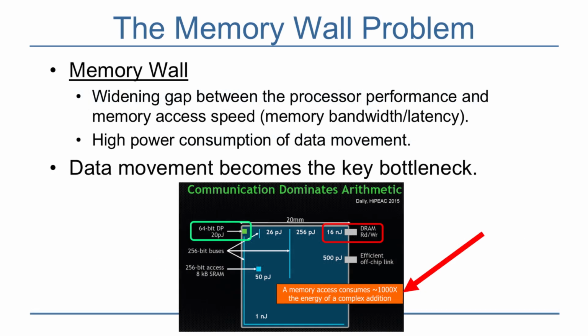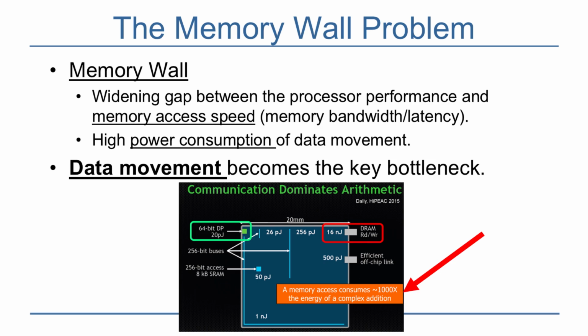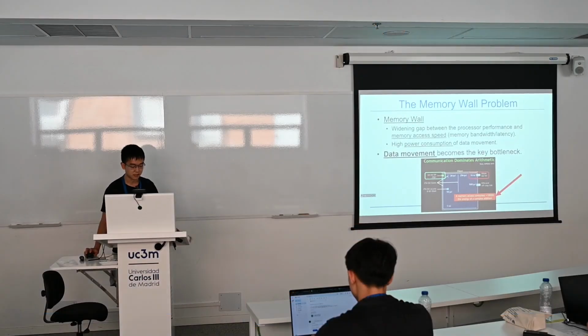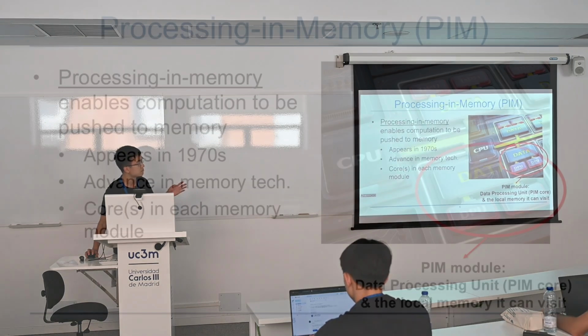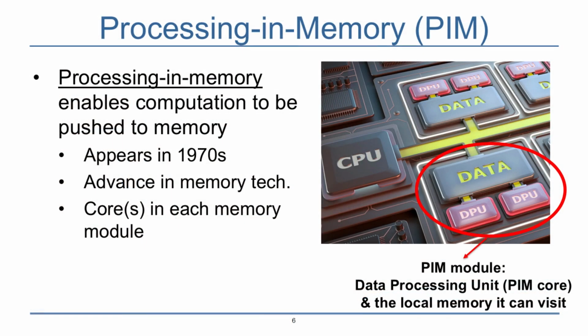Briefly, let's go through the memory wall problem, as we all know. The memory wall problem shows in two aspects. The first is speed, including both bandwidth and latency, and the other is power consumption. Nowadays, data movement is becoming the key bottleneck of many applications, especially data-intensive applications, which are quite important in today's world. Processing-in-memory is a quite old idea, but it has become more popular in recent years because of the memory wall problem.